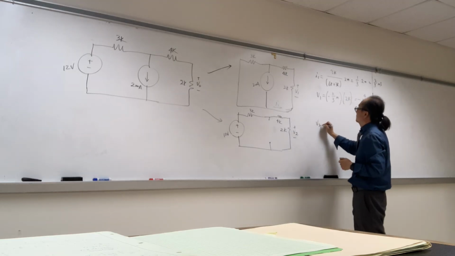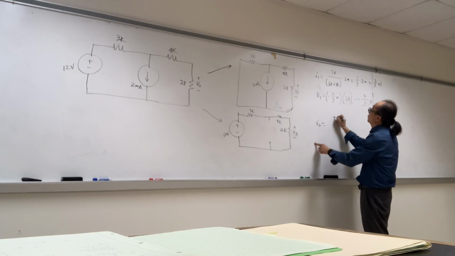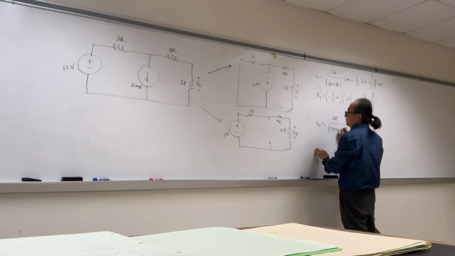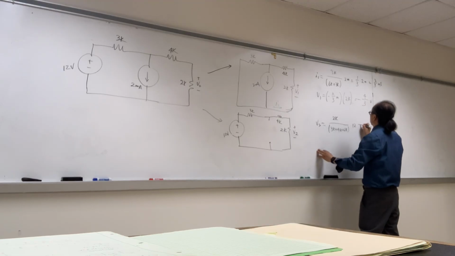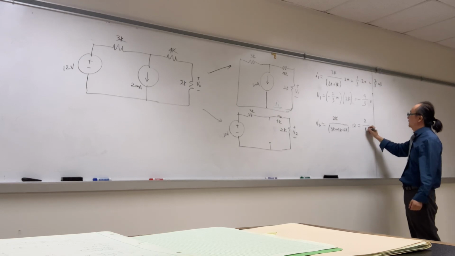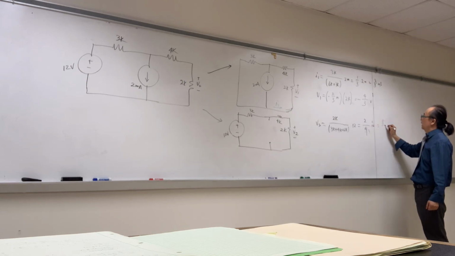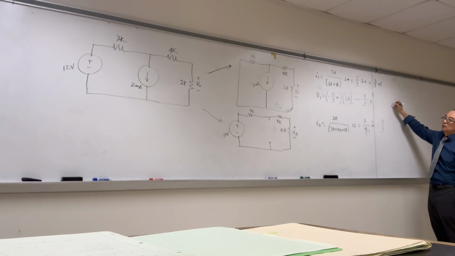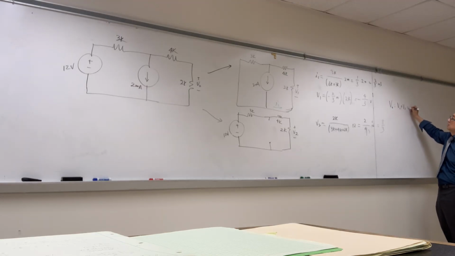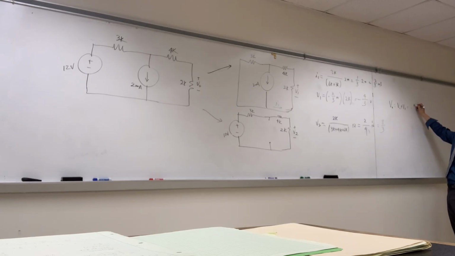So using voltage division, V2 equals what? 2K over the sum of all the series resistors times the total voltage, which is 12. So we have 2 over 7 plus 8 plus 9... times 12, that is 8 over 3. Therefore, our V naught equals V1 plus V2. V1 is negative 4 over 3, V2 is plus 8 over 3. The answer is 4 over 3.